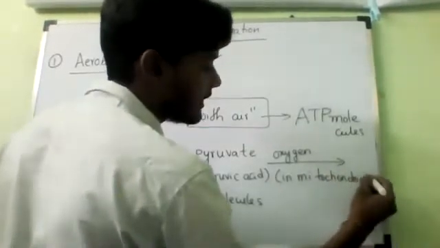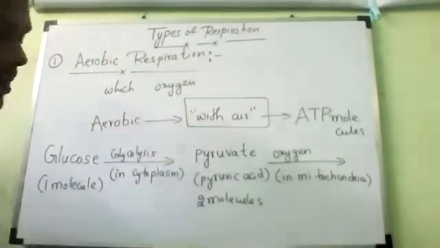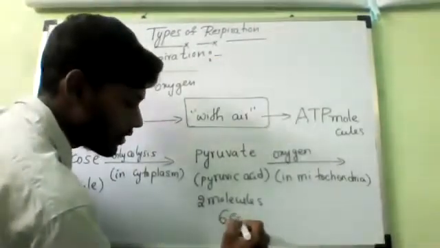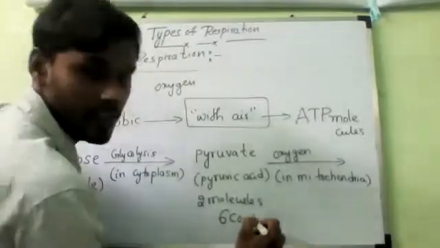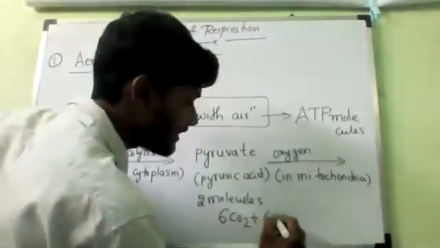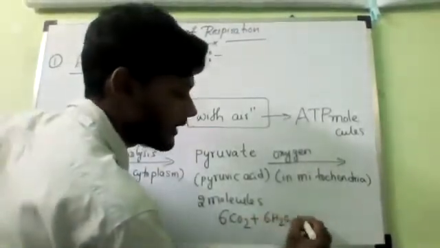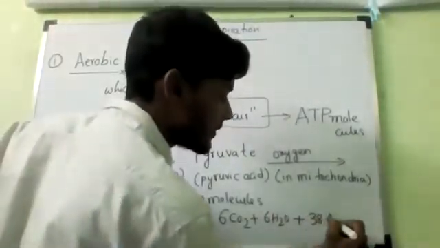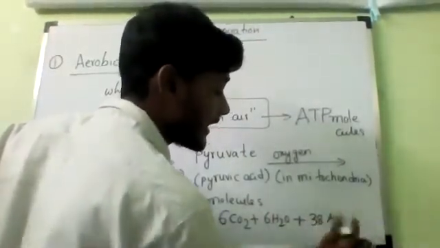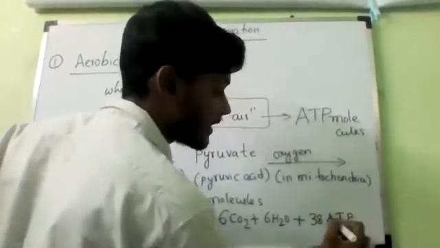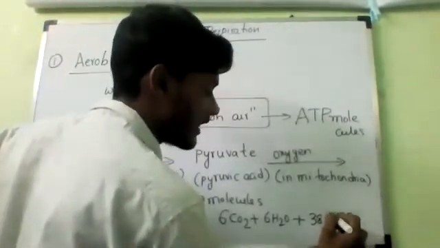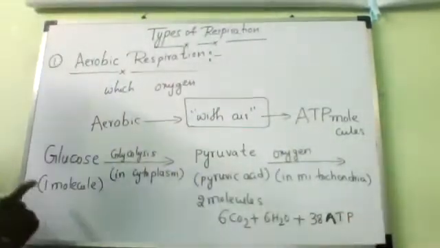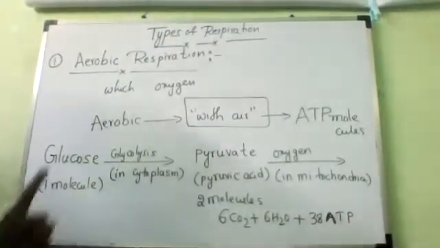In the mitochondria, it will give a product, 6CO2. Tell me, 6CO2 plus 6H2O. Along with that, it will give what? 38 ATPs. This is the balanced equation. 38 ATPs will come when one molecule of glucose goes through the respiration reaction.